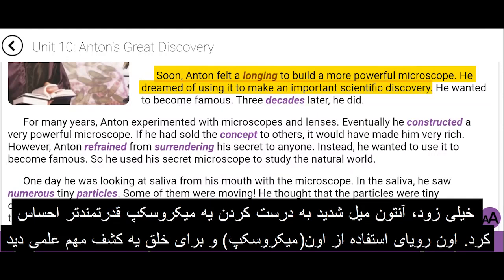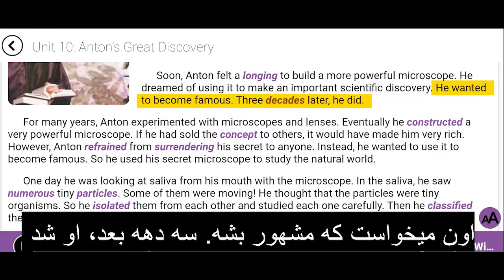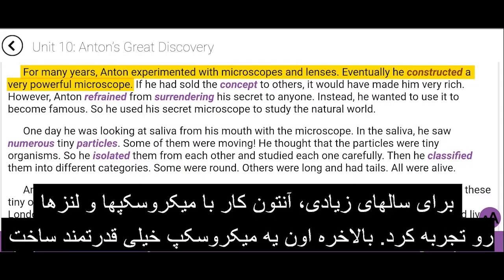Soon, Anton felt a longing to build a more powerful microscope. He dreamed of using it to make an important scientific discovery. He wanted to become famous. Three decades later, he did. For many years, Anton experimented with microscopes and lenses. Eventually, he constructed a very powerful microscope.